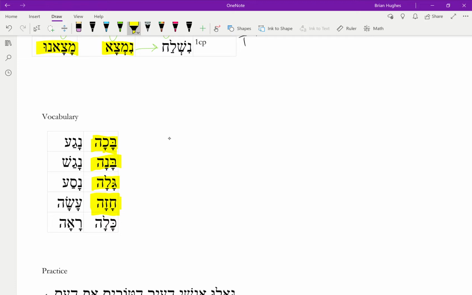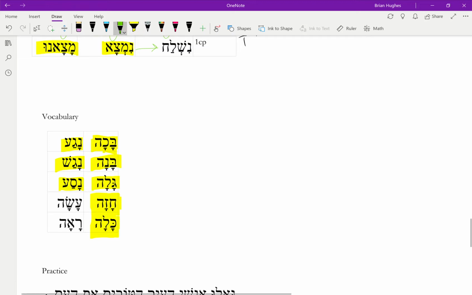Then we have chala, which is to finish or to cease. This verb is, I believe, used at the end of the creation account as the Lord rests. We have naga, which is to touch or to hurt. Nagash, which is to approach. Nasa is to start out.